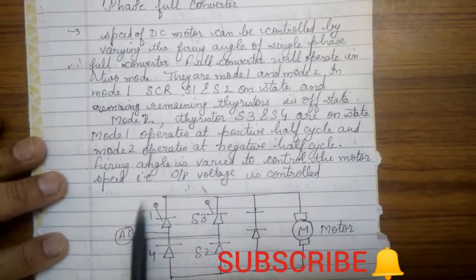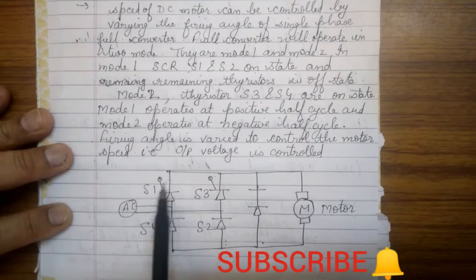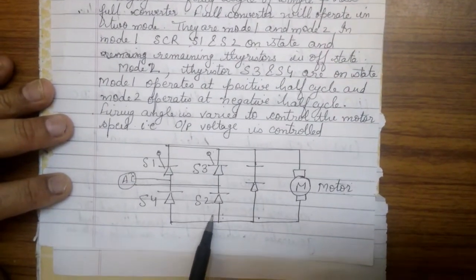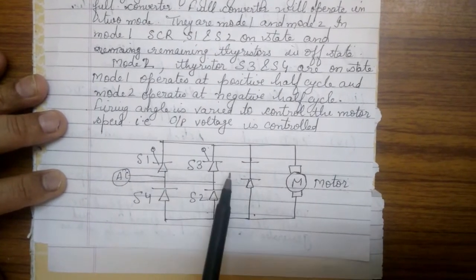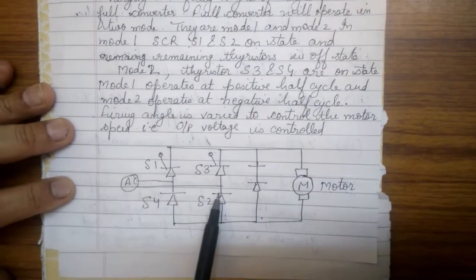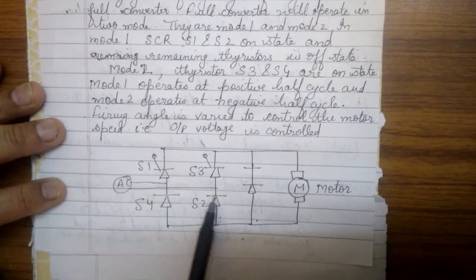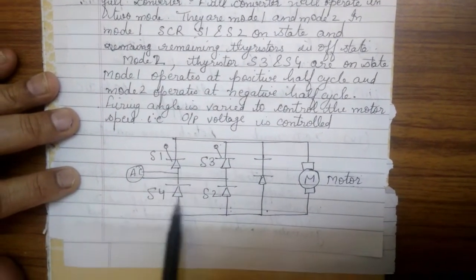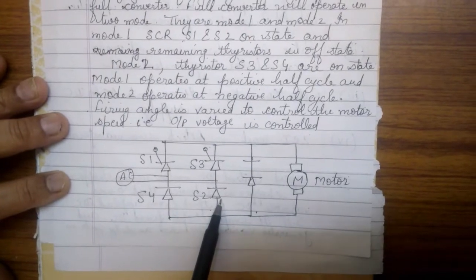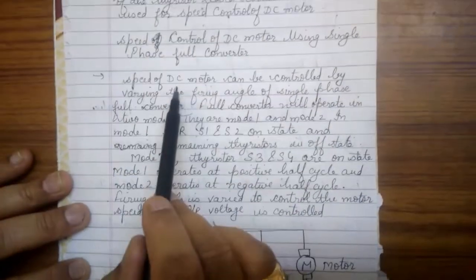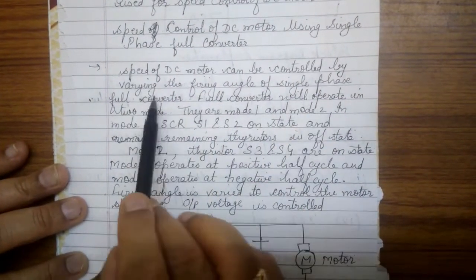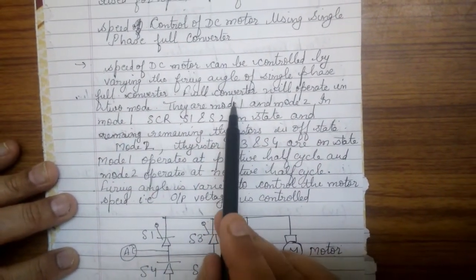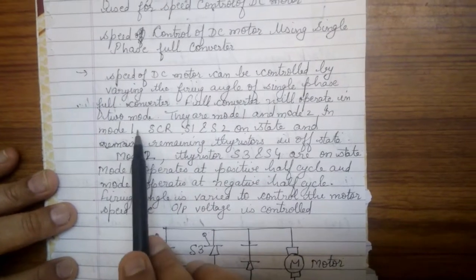This is the circuit diagram. In this circuit diagram we are using 4 thyristors, and they will operate in mode 1 and in mode 2. The speed of the DC motor can be controlled by varying the firing angle of the thyristor or the SCR. The speed of the DC motor can be controlled by varying the firing angle of the single phase full converter.